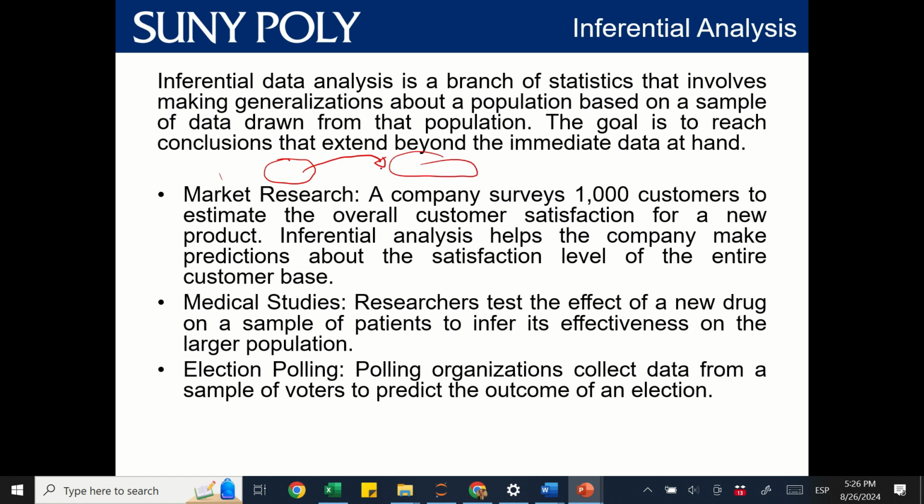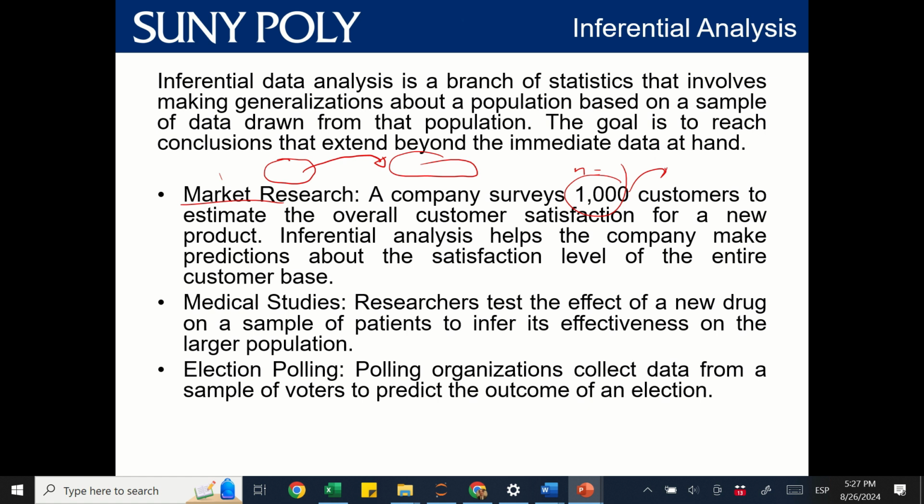the whole population. So for example, if you're doing a market research, you can conduct a survey, let's say taking 1,000 customers, that's your sample size in this case, equal to 1,000. The idea is to estimate the customer satisfaction. So you are going to perform an inferential analysis if, based on the 1,000 customers, you try to generalize the customer satisfaction of the whole population of your customers.